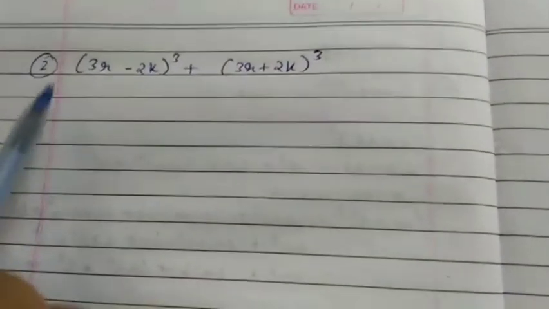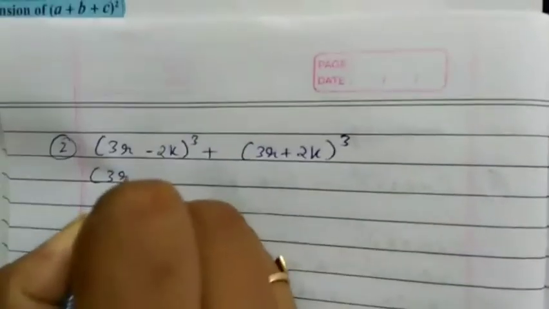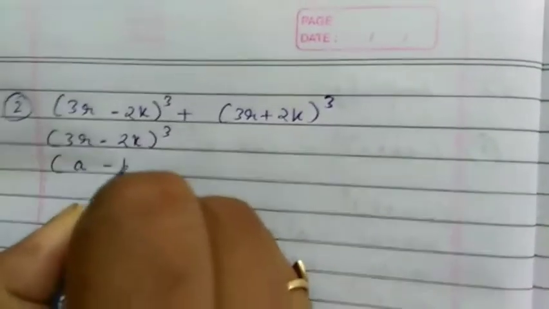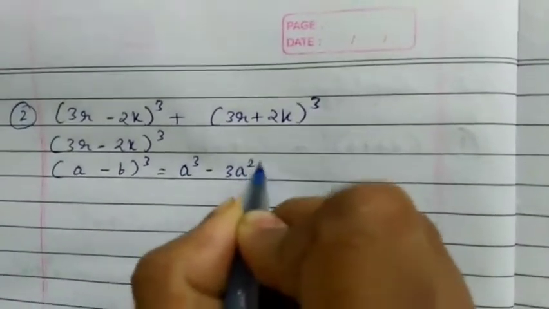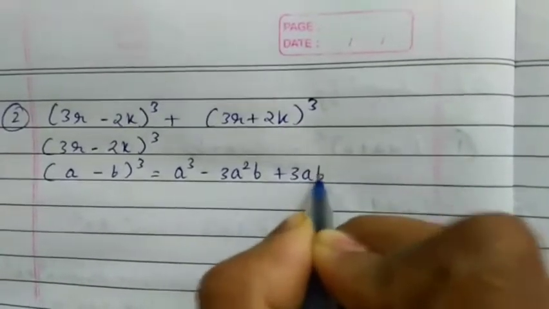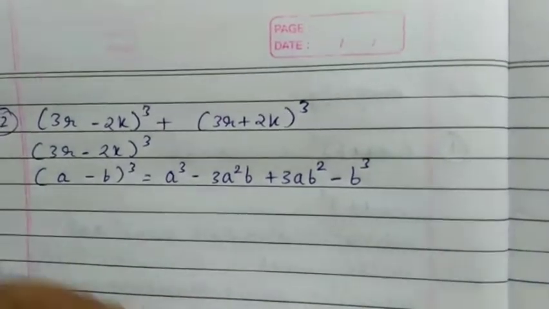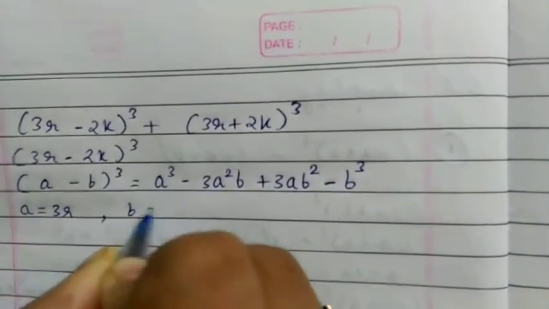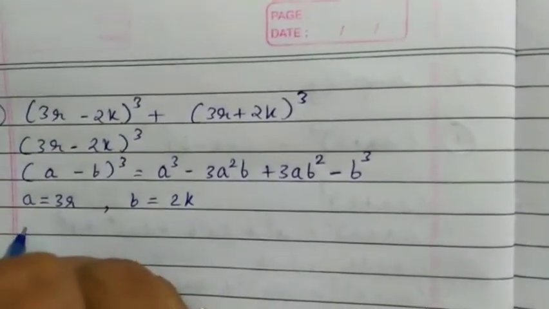Okay, now we will solve the second problem of question number 2, simplify. So again you have to break it and solve. So (3r minus 2k) whole cube. Here we will use (a minus b) whole cube is equal to a cube minus 3a square b plus 3ab square minus b cube. So solve it. a is equal to 3r and b is equal to 2k. So put the values in the formula.